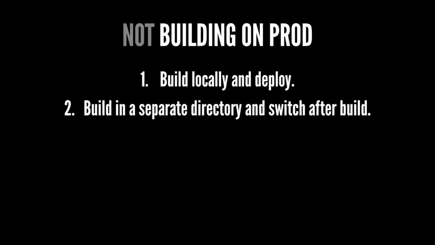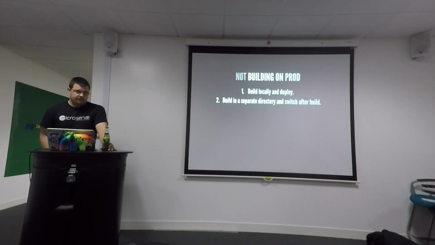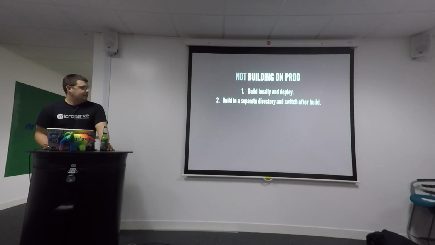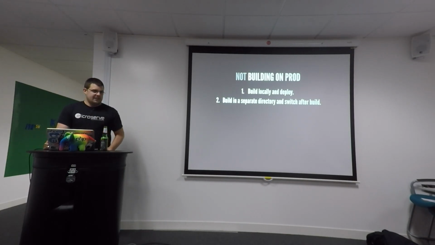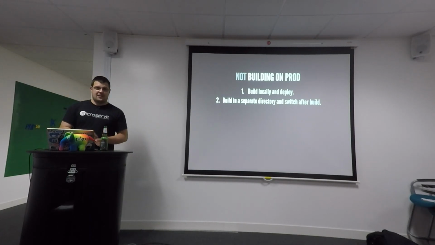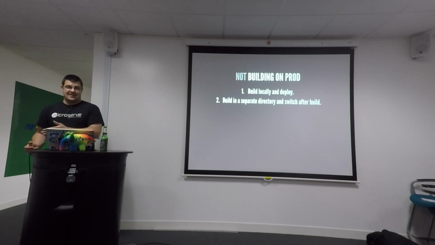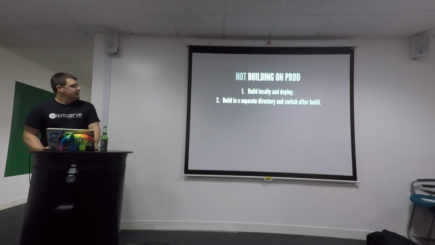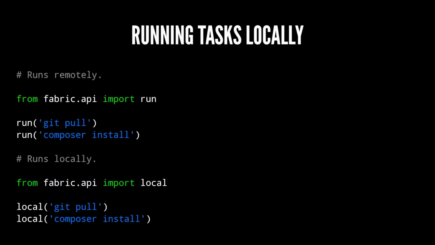So how can we not do things directly on production? We can either build things locally, maybe on a local laptop or through Jenkins or some sort of CI tool, which we'll talk about, or we can do something like building in a separate directory, running through all the tests, importing the database, then running health checks, and then switching that version to be the active one after it's built. Let's start by doing the first.